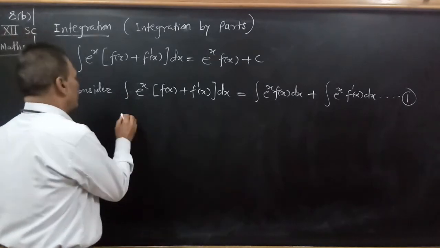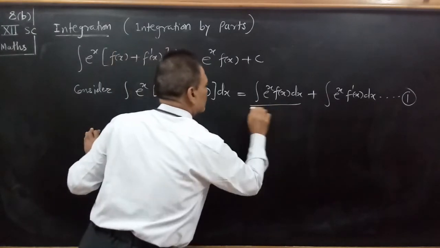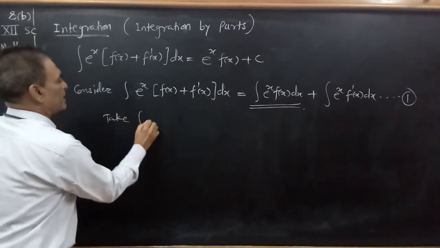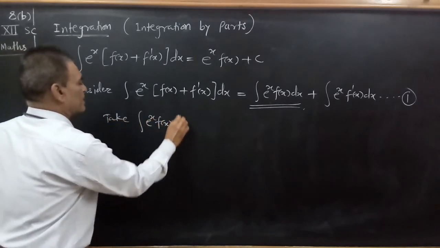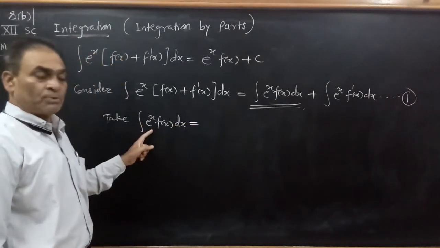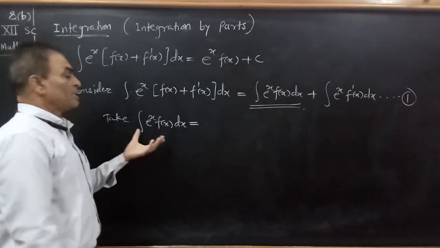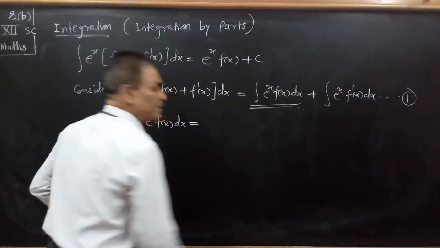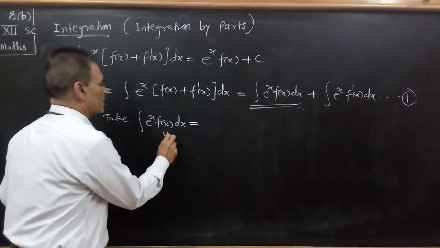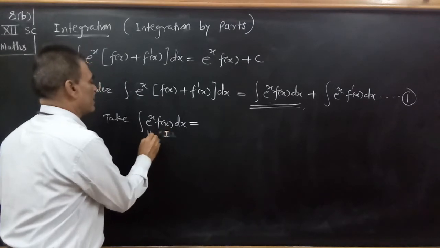Then only consider the first part. Take integration of e raised to x f of x dx, which we simplify using the integration by parts rule. How to select the first and second function? By using the order of letters LIATE. This is an algebraic function, the first function or u function, and the exponential is the second function.